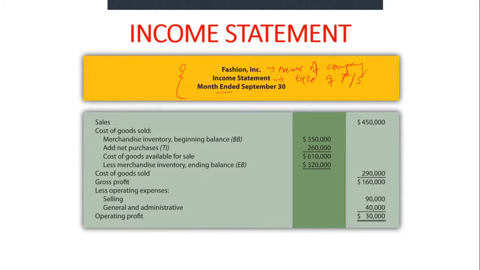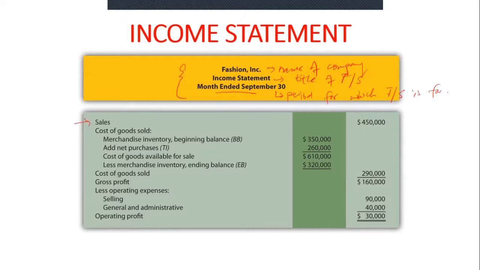And then this is the period for which the income statement is made. So you have three lines here. The first one tells you the name of the company, the second tells you which financial statement it is, and the third line tells you for which period it is. Then you would start with your income statement.